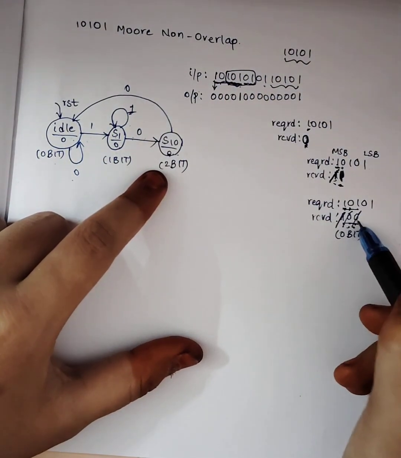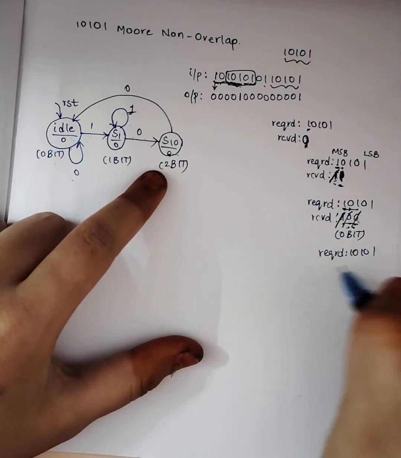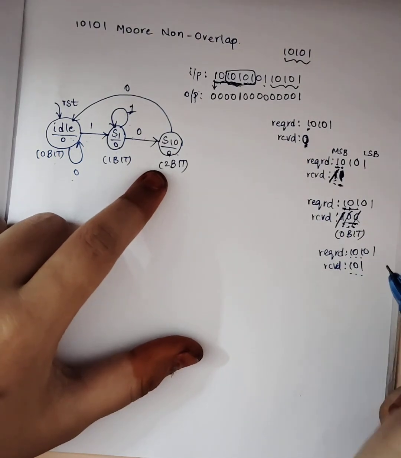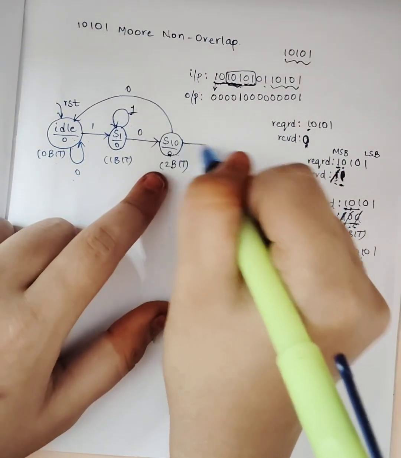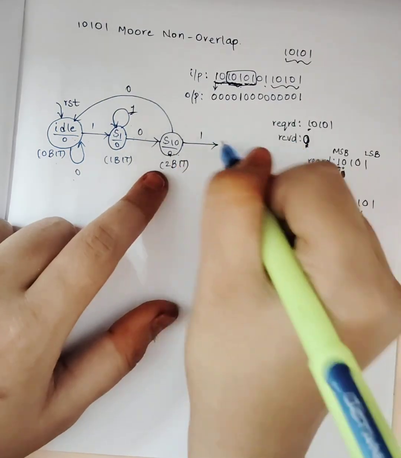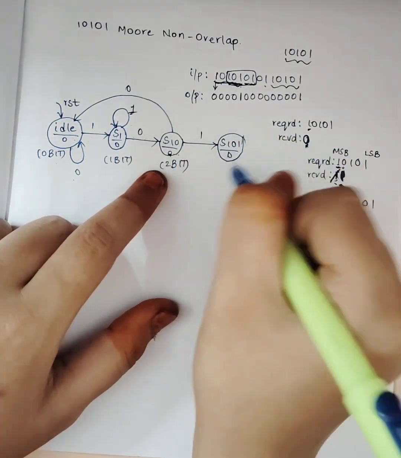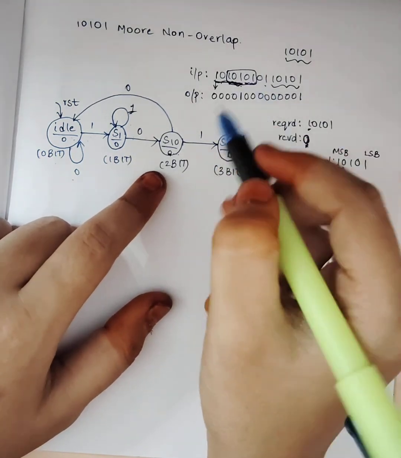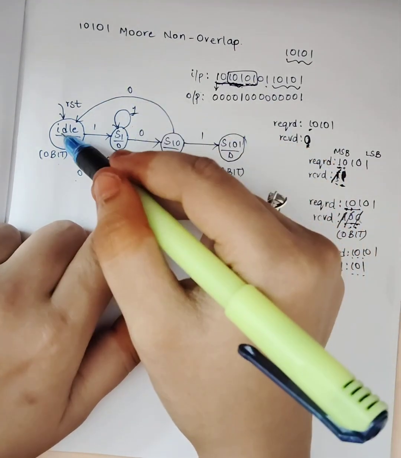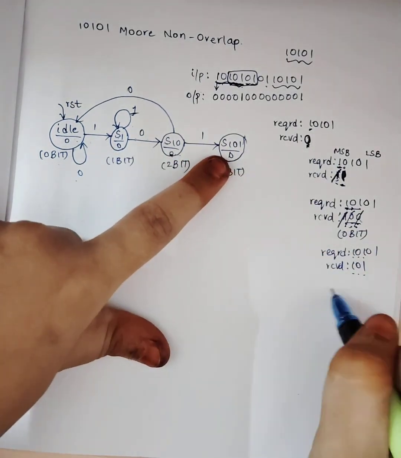Instead of this 0, what if we receive 1? 1 0 1, 1 0 1. 3 bits are matching. So we'll go to 3-bit match state. Where we don't have that state, we'll take one more new state. This will be 3-bit match state. For this state, 0-bit transition is done and 1-bit transition is done. Now we should go to this state.